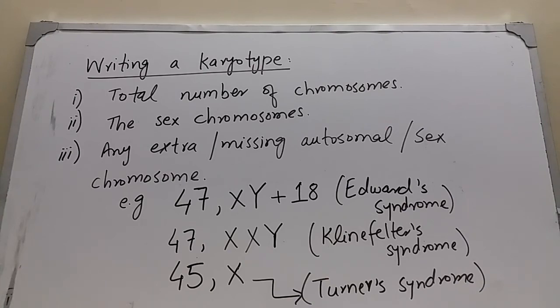And next is the Turner syndrome karyotype. In Turner syndrome, one X chromosome is missing, so the number of chromosomes becomes 45. 45 is also an abnormal number of chromosomes, so 45 comma X null. This shows the karyotype for Turner syndrome.